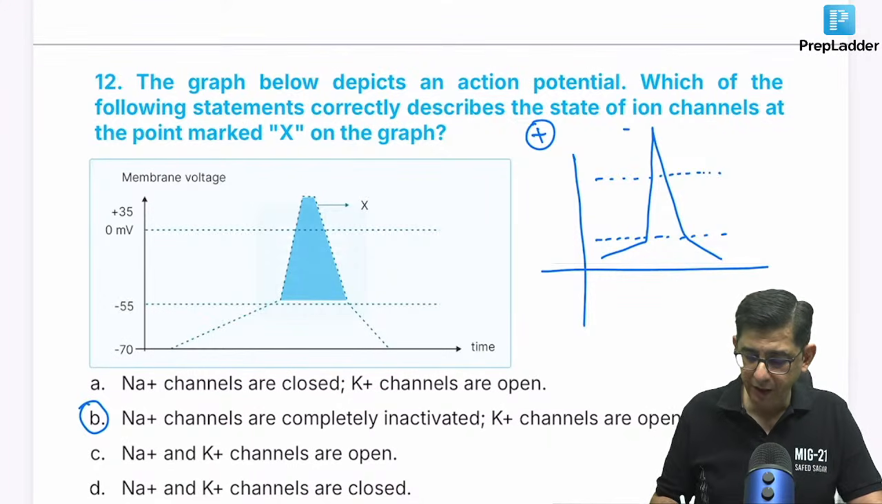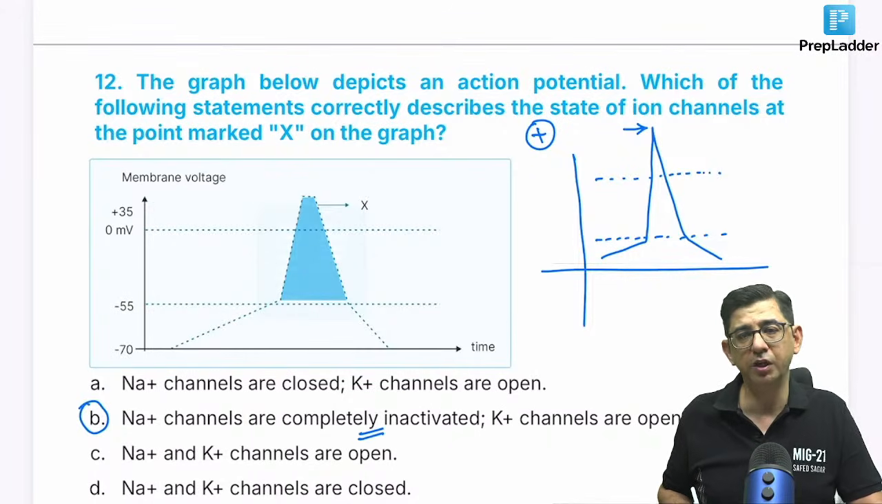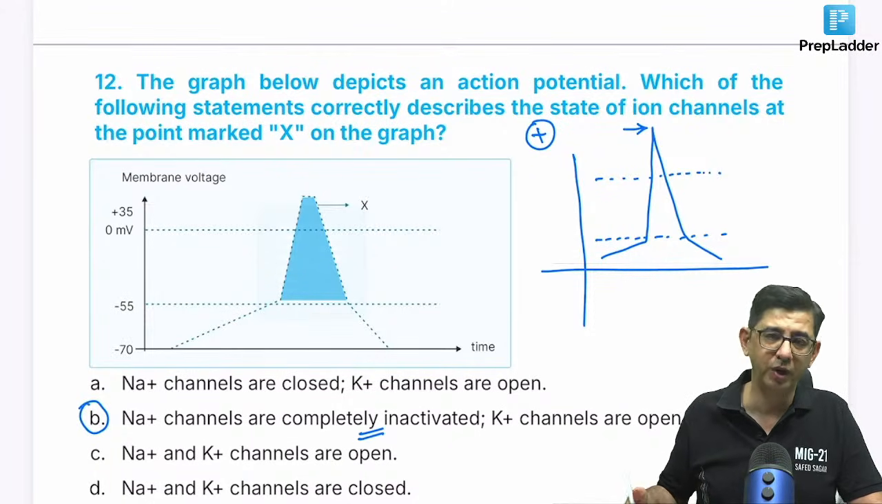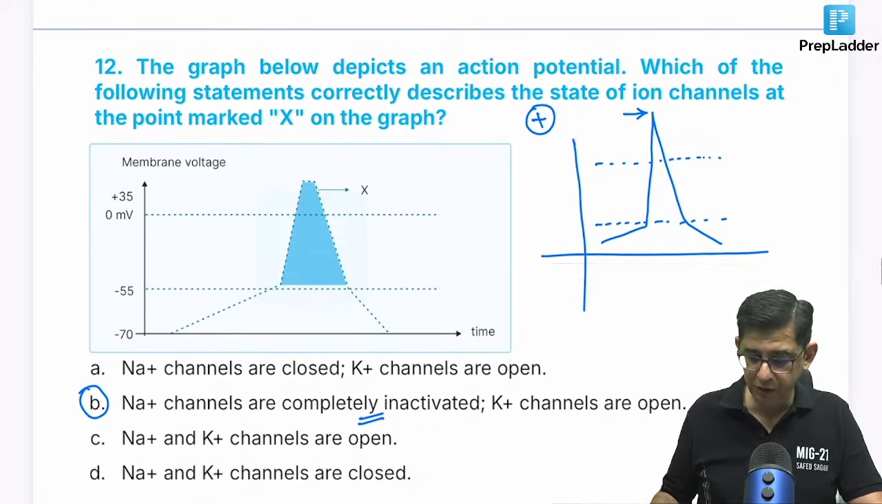And at the height here, when the RMP is hitting 35 millivolts, that's where the sodium channels are inactivated. Potassium channels will open, and gradually the repolarization process will occur, followed by a hyperpolarization. The correct answer for this is B.